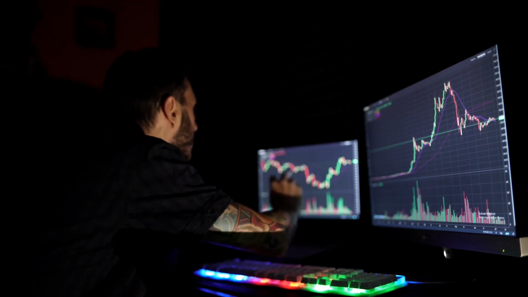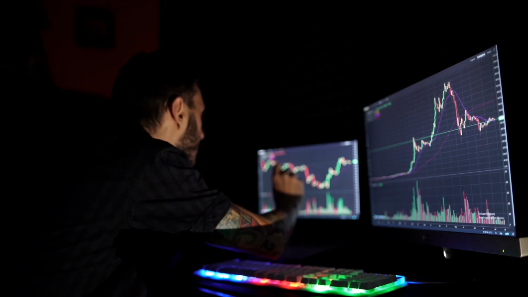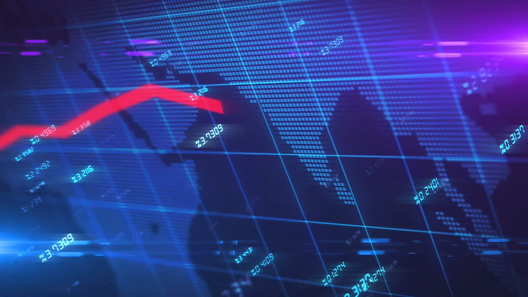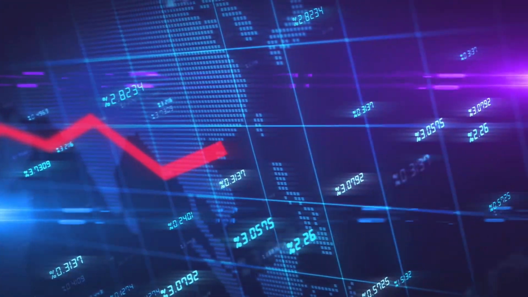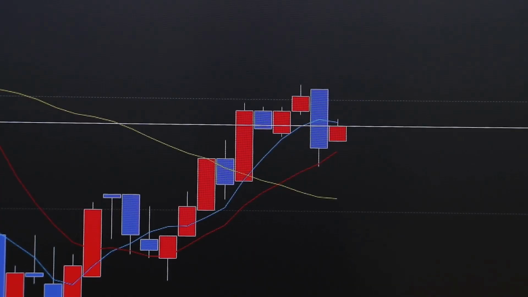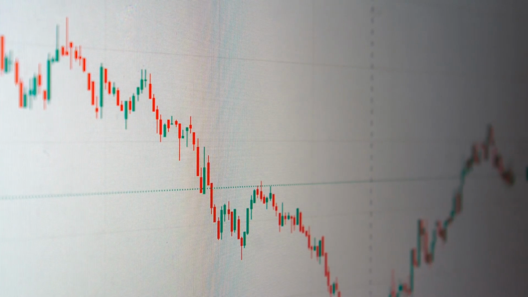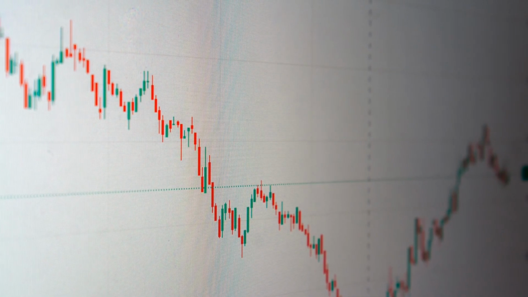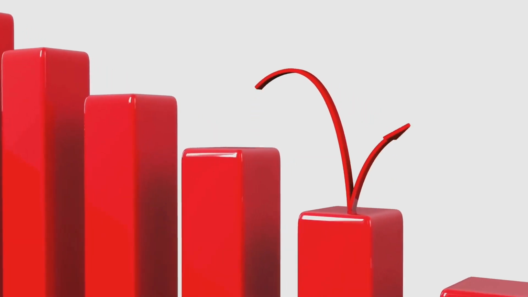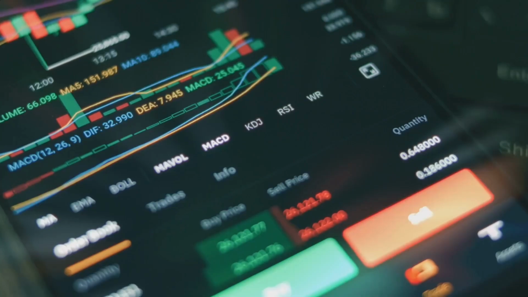Now let's discuss the strategy rules for the daily chart, starting with the trend direction filter. For a bullish bias, the price must be above the EMA 200, and the EMA 20 should also be above the EMA 200. On the other hand, for a bearish bias, the price should be below the EMA 200, with the EMA 20 also below the EMA 200.